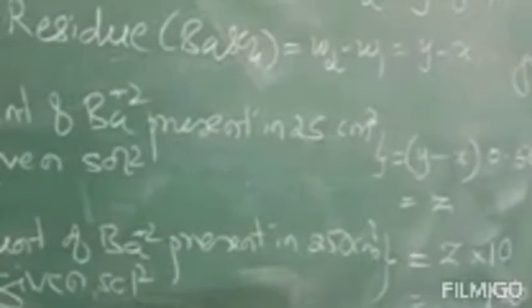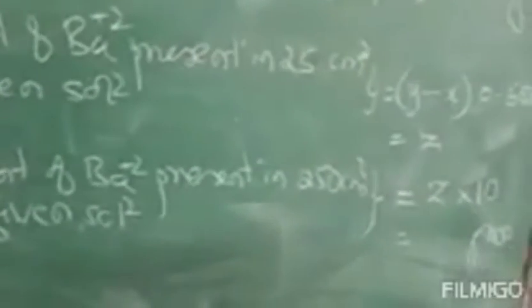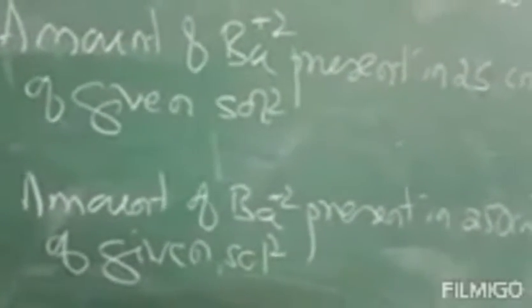Now for the recording, you have to note down the empty weight of the crucible as W1, and the weight of the crucible plus residue as W2, and the difference will give you the mass of the residue of barium sulfate. Then the amount of barium present in 25 cc is equal to the conversion factor 0.5887 multiplied by the weight of the residue. Similarly, for 250 cc multiply the factor by 10. So that will give you the idea of how much barium is present in 25 cc as well as in 250 cc.